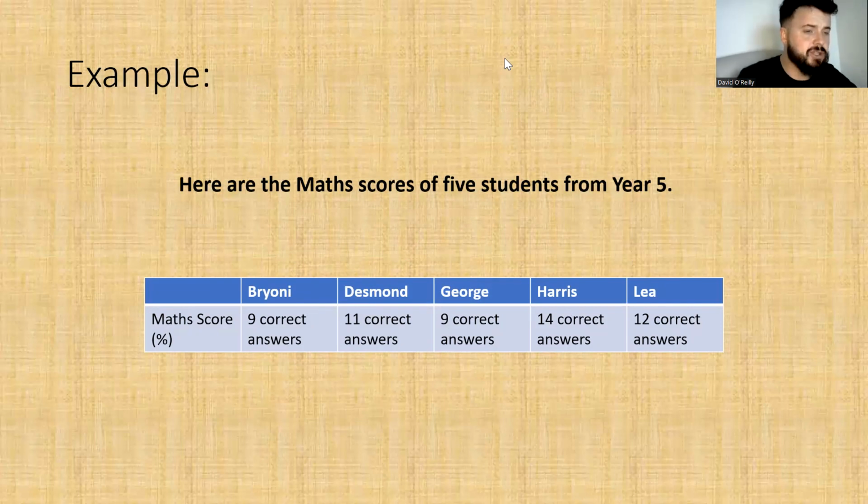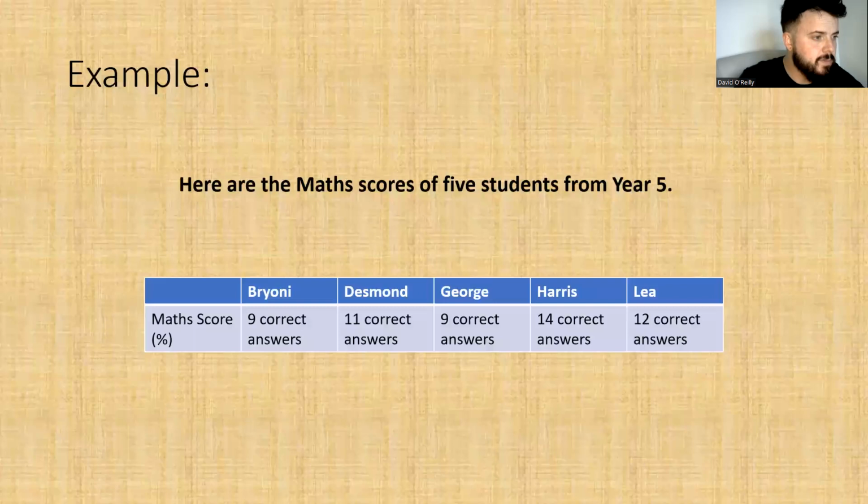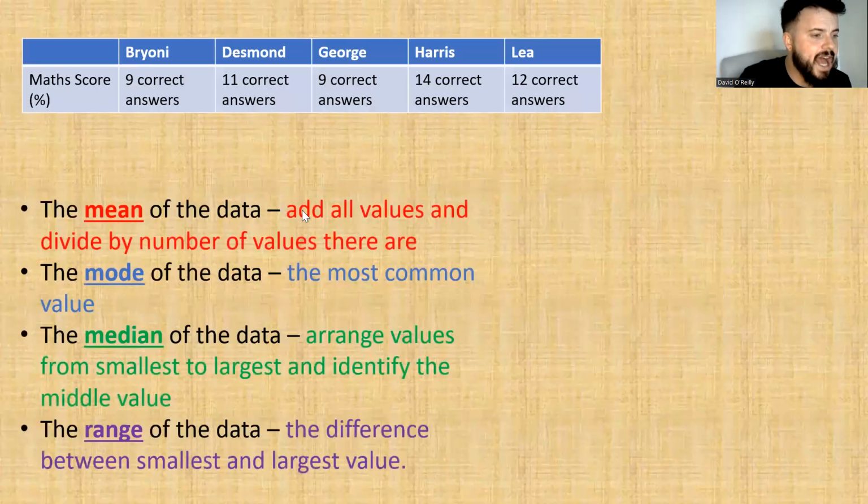What you need to be able to do is look at the data and work out what the mean is, what the median is, what the mode is, and what the range is. How do we do that? Well, on the screen, I've written out the definitions. To find the mean, we add all values and divide by the number of values there are. Rather than read through every definition, I'm going to read one definition at a time, and I'm going to show you how we do it.